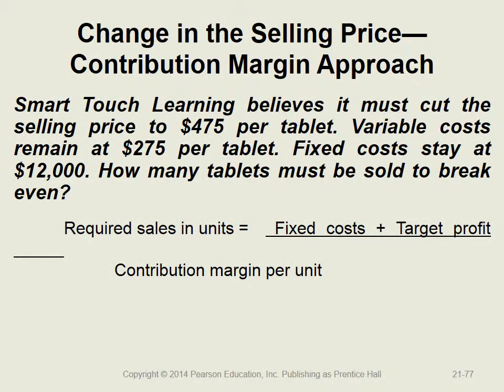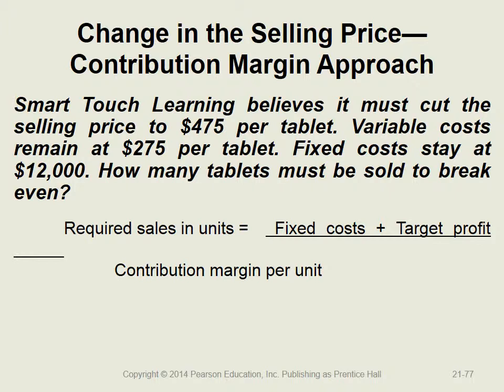Managers often want to predict how changes in sales price, costs, or volume affect their profits. Managers can use cost-volume-profit relationships to conduct sensitivity analysis. Sensitivity analysis is a what-if technique that estimates profit or loss results if selling price, cost, volume, or underlying assumptions change. Let's continue with our Smart Touch Learning example.